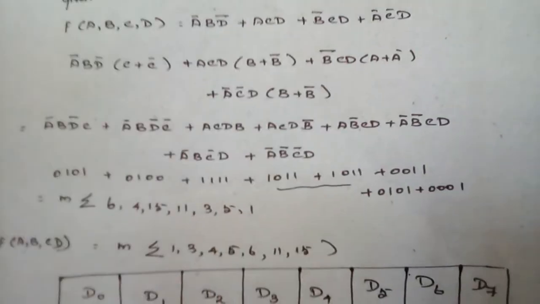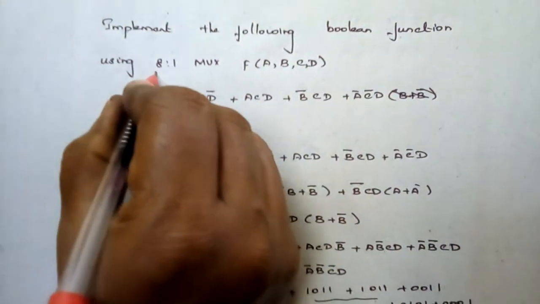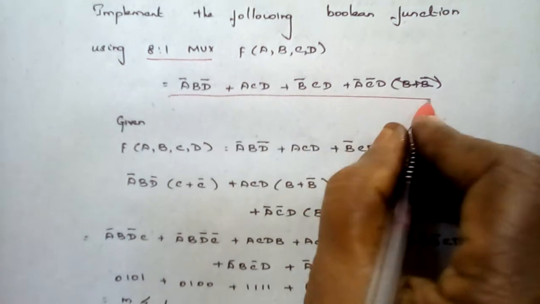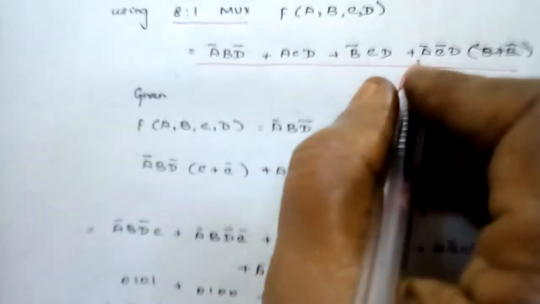Now the next case. Here we need to implement an 8:1 multiplexer, and the provided function is this: A bar B D bar plus A D plus B bar C D plus A bar C D.